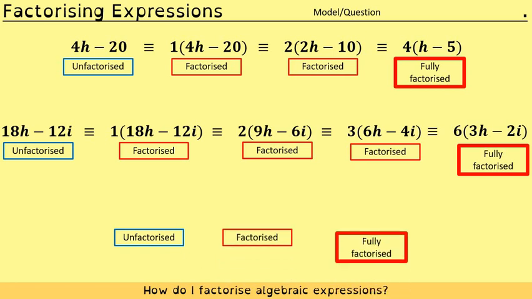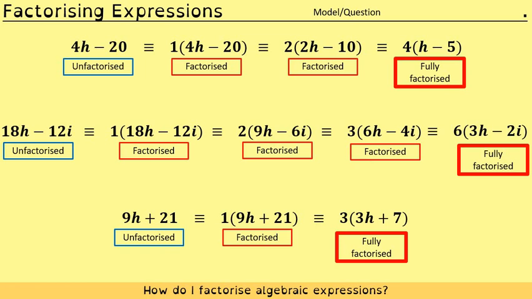This is appearing in the wrong order, isn't it? With the next expression that's going to come up, 9h plus 21, I've got one just factorised expression, and then my fully factorised expression is 3 bracket 3h plus 7.